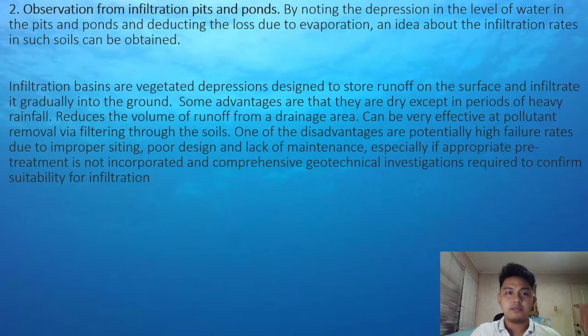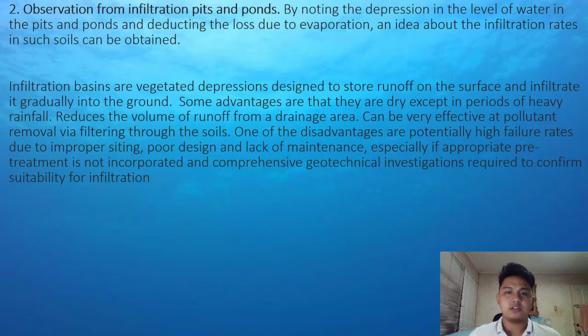Another method is observing from infiltration pits and ponds. By noting the depression in the level of water in the pits and ponds and deducting the loss due to evaporation, an idea about the infiltration rates in such soils can be obtained. Infiltration basins or ponds are vegetated depressions designed to store runoff on the surface and infiltrate it gradually into the ground.